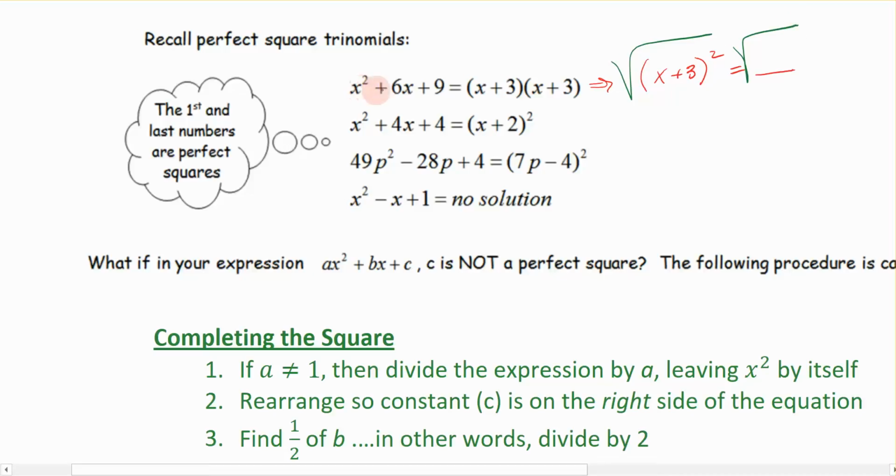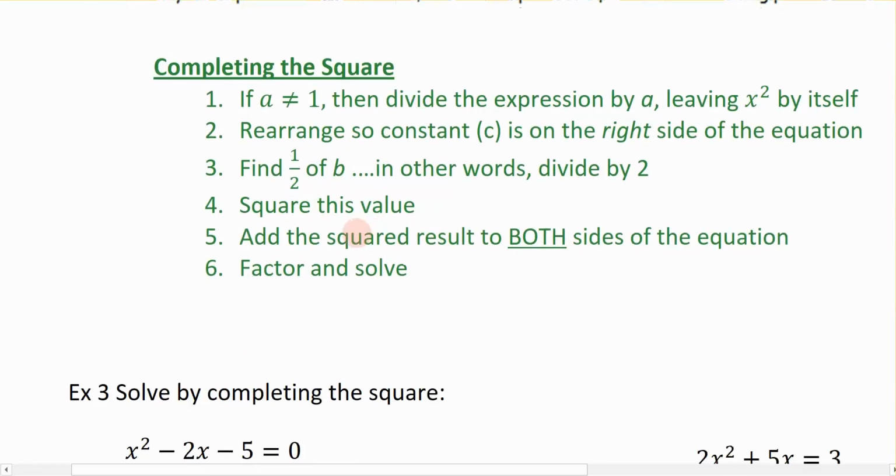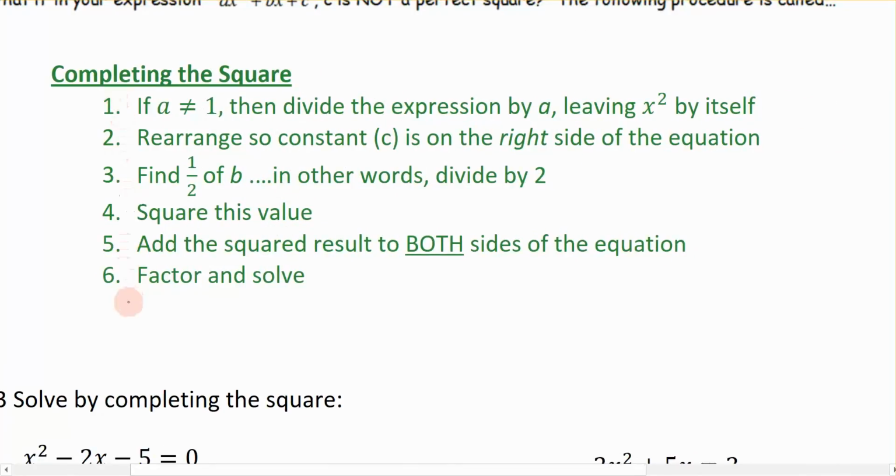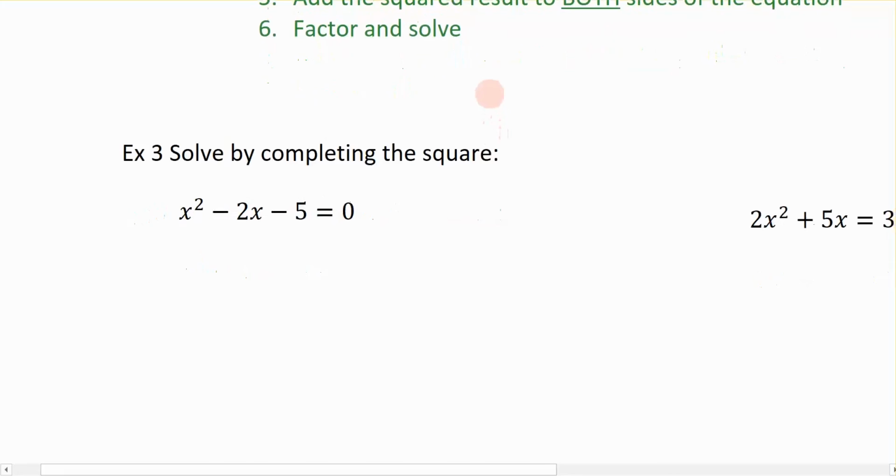Now, these perfect square trinomials are special cases of trinomials, and they don't always exist. So how can I force a quadratic into this form right here so that I can then apply my square root property? And that's really what this is about. These are the steps. There's 6 steps that we're going to use to be able to complete the square and then solve the equation. And you can read over these steps after the video because it's a lot easier if I just jump in and show you how it's done. So those are the steps up there.